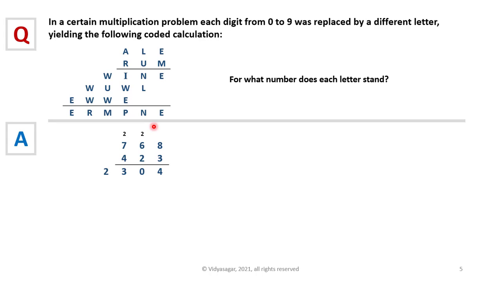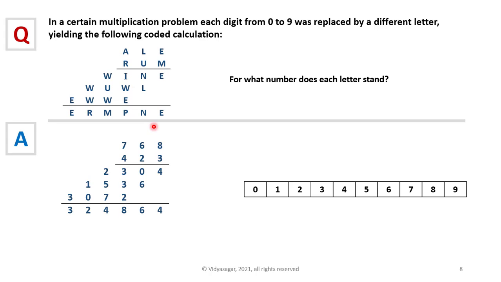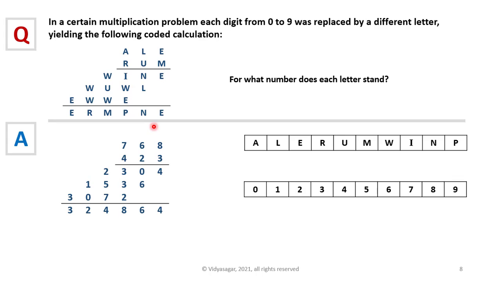We repeat the process by multiplying 768 with 2 and 4, but writing the result one position to the left respectively. And then we add all the results to get the answer to the long multiplication problem. Now in the problem asked, the digits from 0 to 9 are replaced with letters. We need to decode the letters and find the corresponding numbers. Let's get to it.